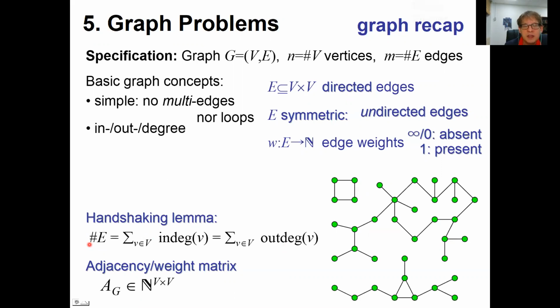Then the statement says, or a consequence of the statement is that every undirected graph has a vertex of even degree. Okay, we'll return to that later.